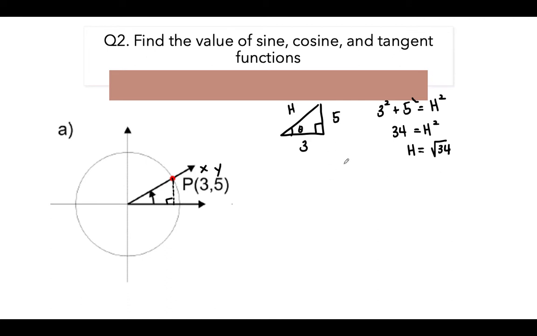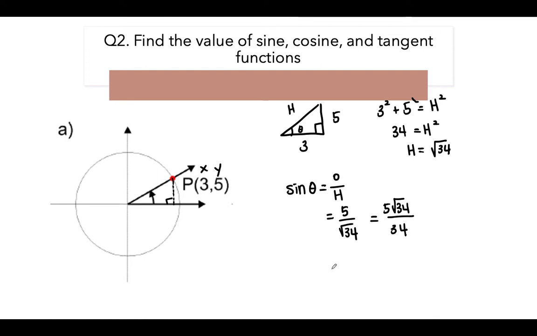Okay, so now that you've figured out all the components, let's figure out the sine, cosine, and tangent ratios. So sine, in this case, let's say theta, is equal to opposite over hypotenuse. So in this case, it's going to be 5 over square root 34. And we don't like the radical in the denominator, so we're going to rationalize by multiplying top and bottom by square root 34. So it becomes 5 square root 34 over 34.